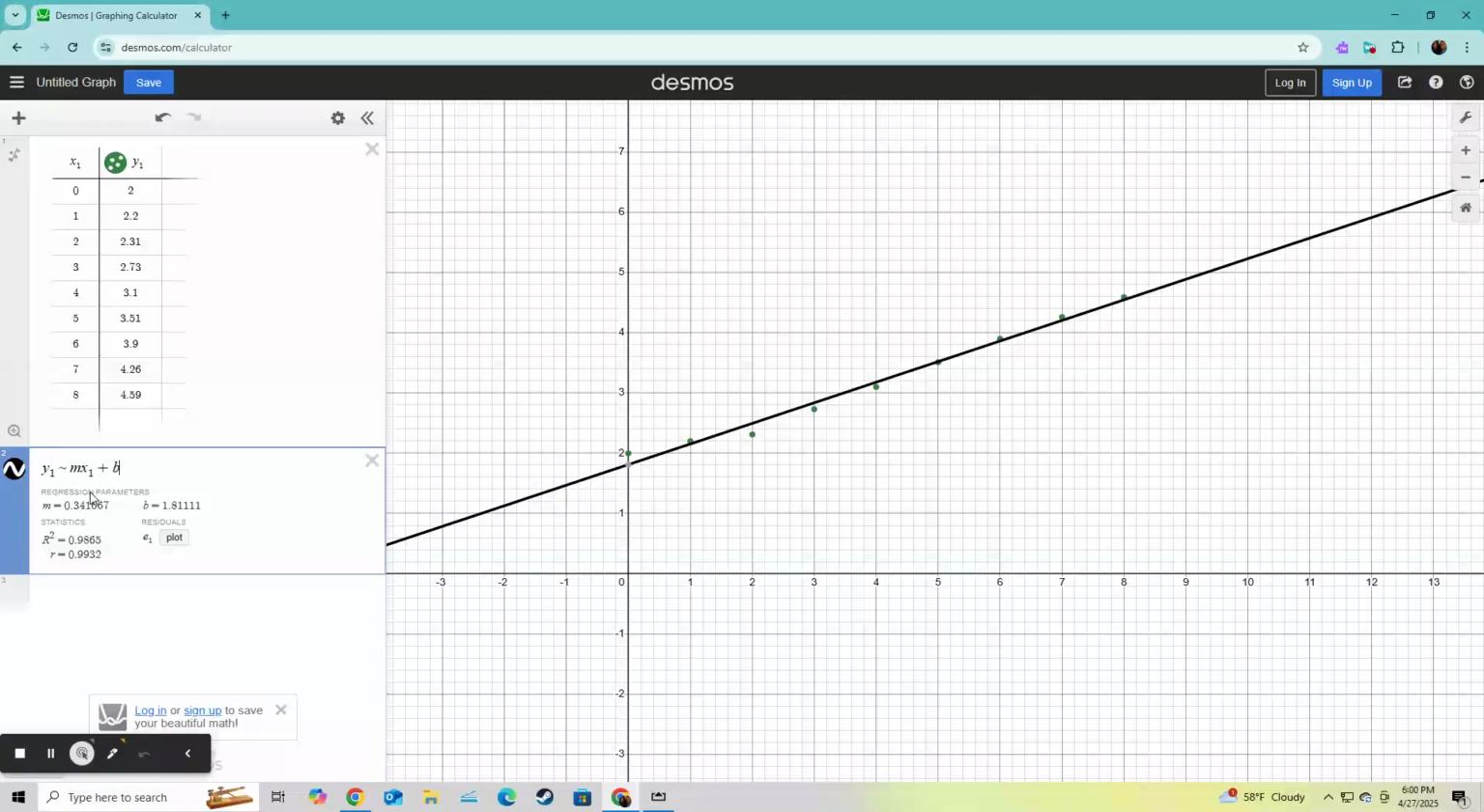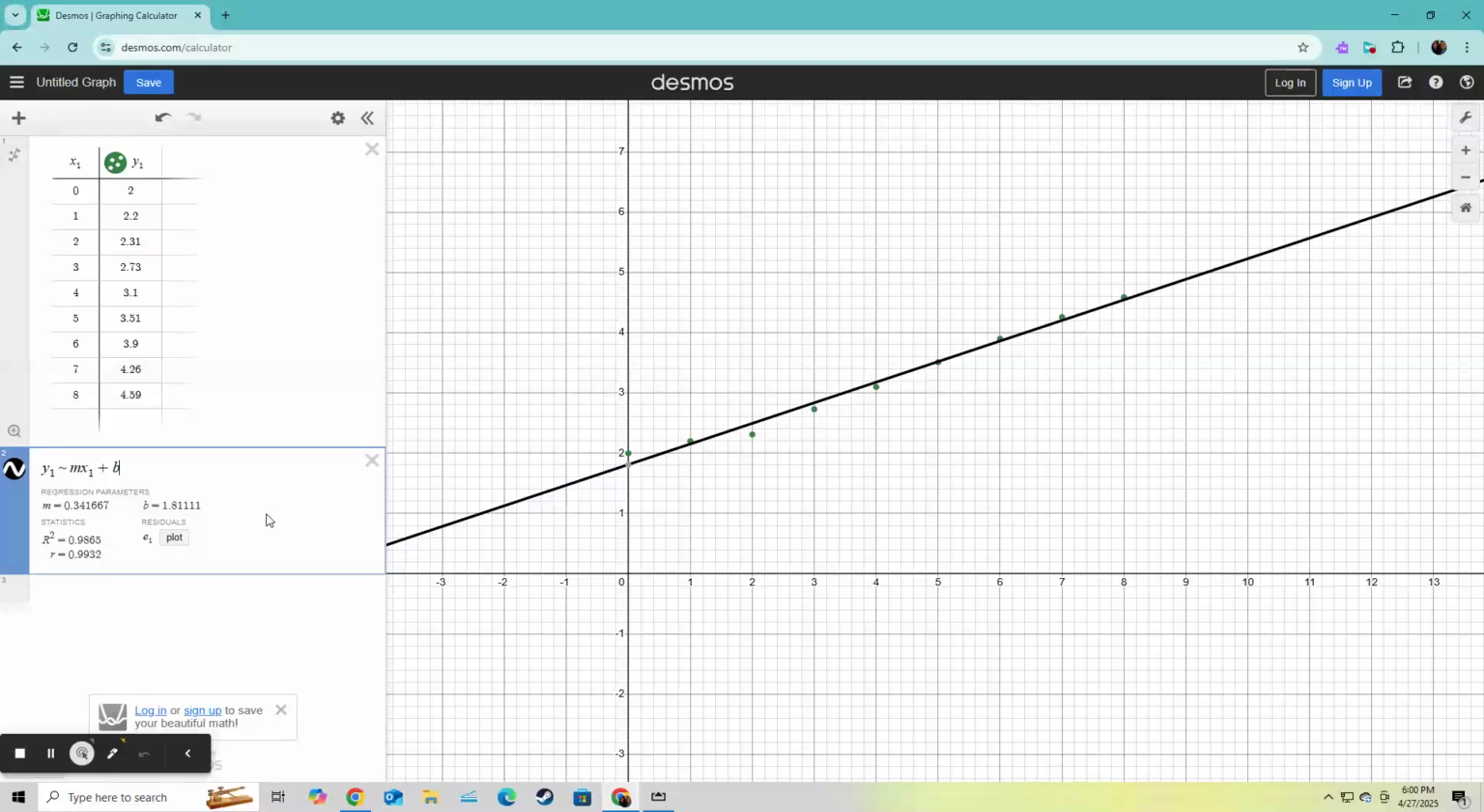And the other thing I want you to notice, it says, what are the parameters? They're telling you that, hey, if you want to get the line of best fit, your slope needs to be 0.341667, and your y-intercept needs to be 1.81111. Okay, don't worry about these numbers. They're not too important right now, but what is important is that you understand that these are your parameters.